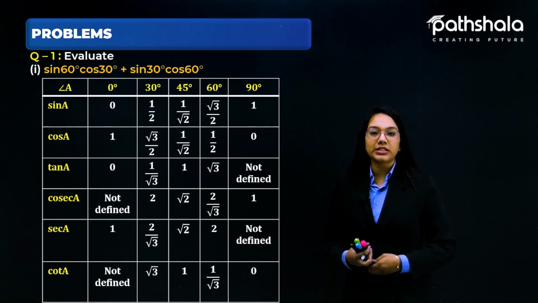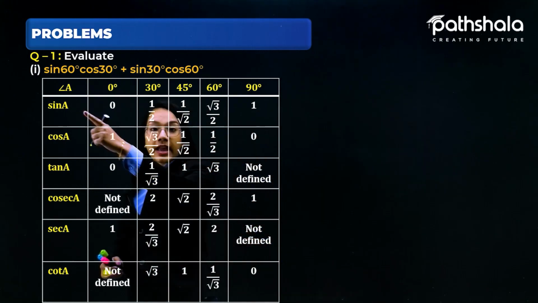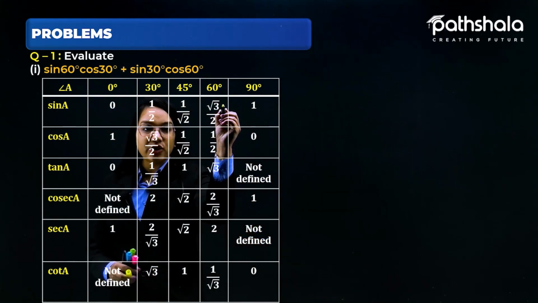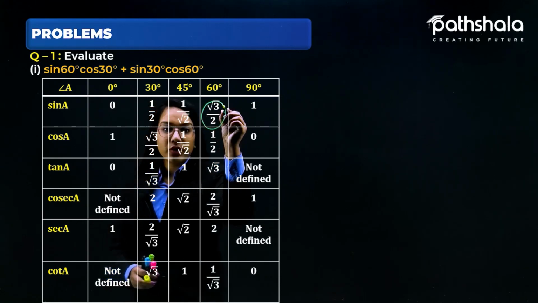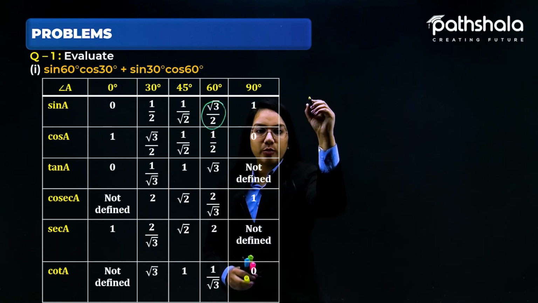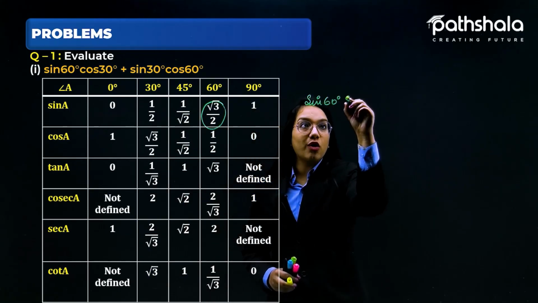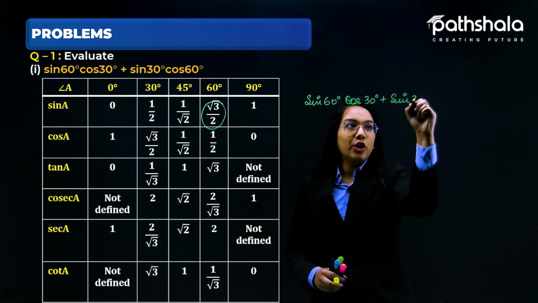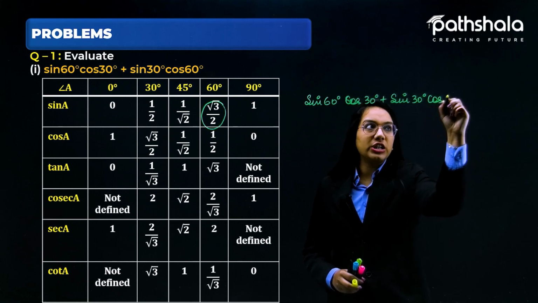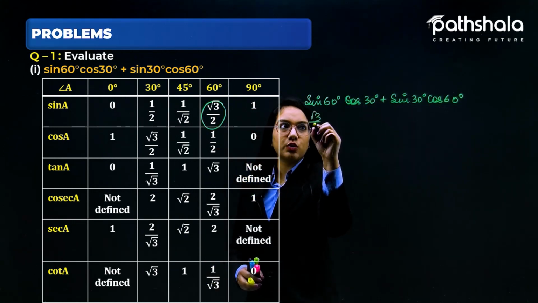The very first is nothing but sin 60. Let's look at sin 60. This is sine, this is 60. So sin 60 is actually nothing but root 3 by 2. Let's plug in this value. Writing it over here, we have sine of 60, cos of 30, plus sine of 30, and further cos of 60. Hence sine of 60 is root 3 by 2.